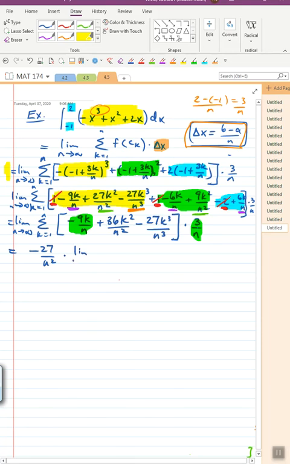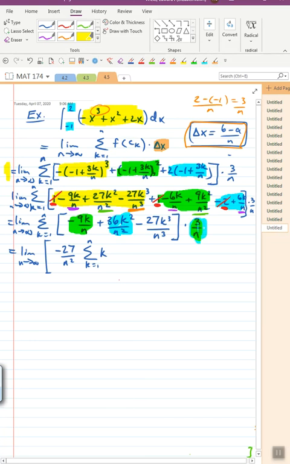Actually, let me back up here. Let's put a big limit outside of everything, because we're still doing the limit on the outside. And so I'm saying when you distribute those 2 green ones, I could take that negative 27 over n squared and pull it outside that summation, and what would be left in the summation would just be a k.